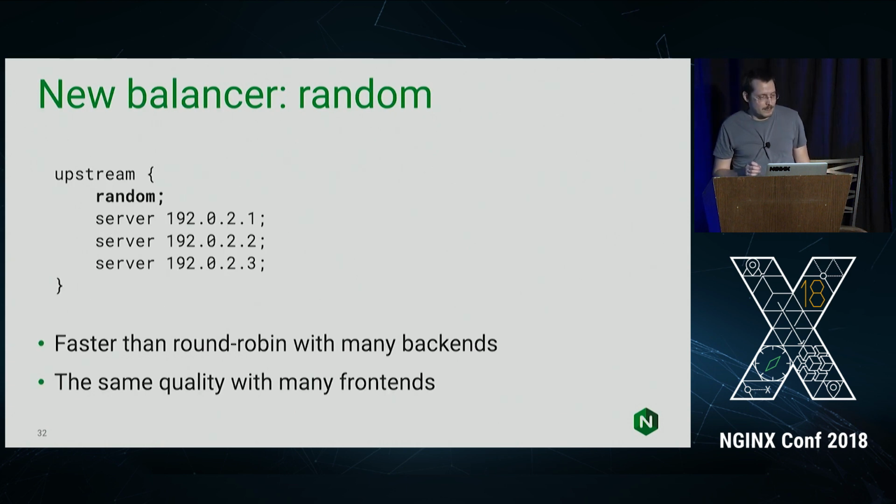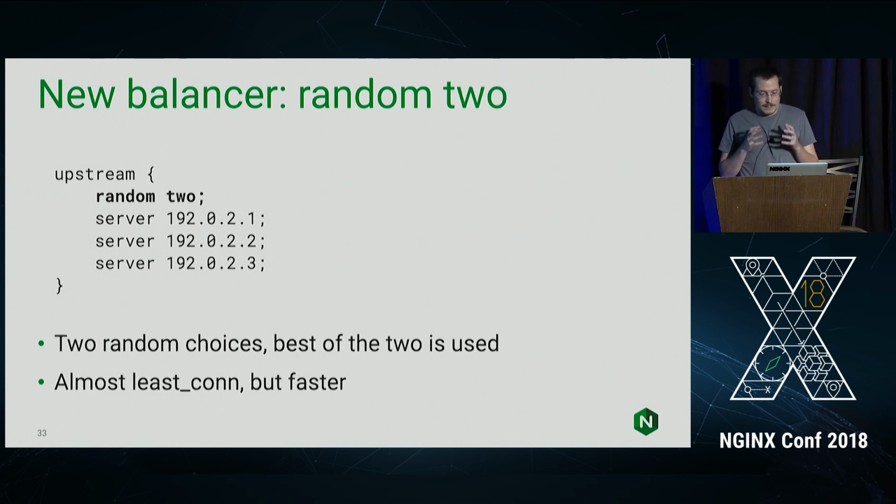We've added a new balancer, random. It is faster than round robin when there are many backends, and provides the same quality if there are many front ends, so mostly in clustering environments. And another balancer, random with two choices. It uses random to select two servers and then uses the one with fewer connections. This approach is almost as good as least_conn, but again, more efficient.